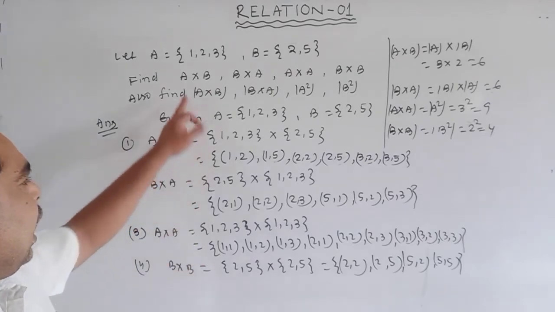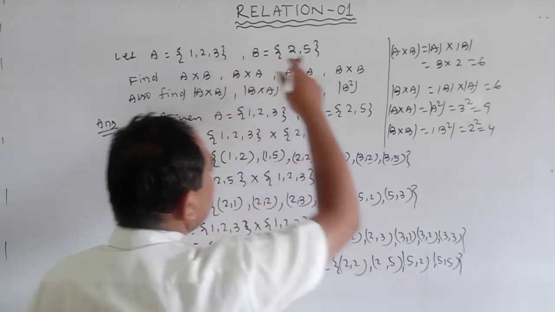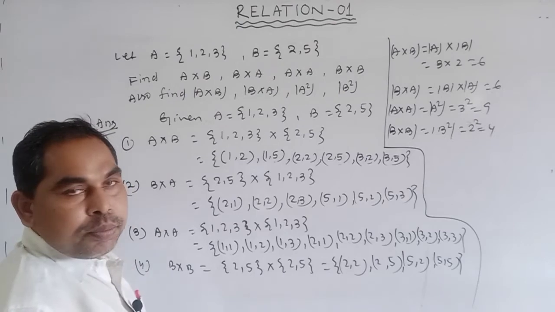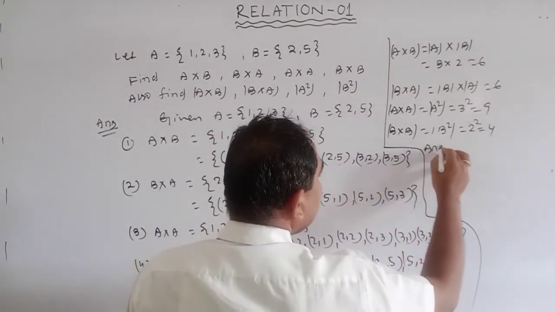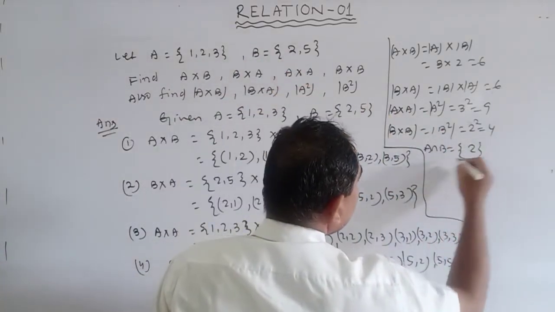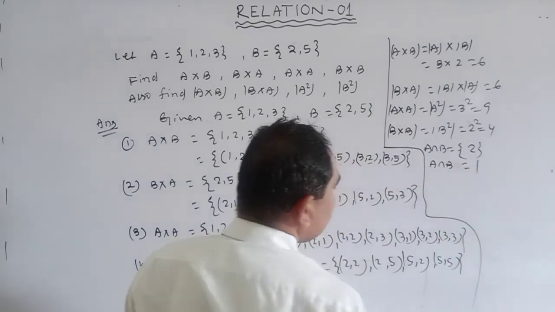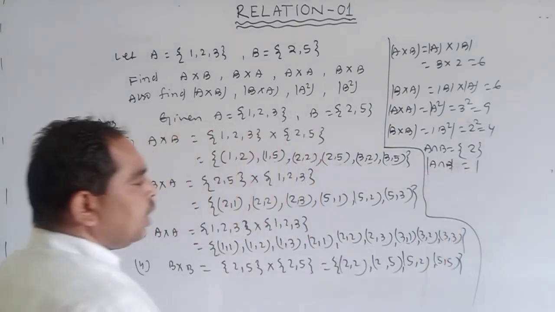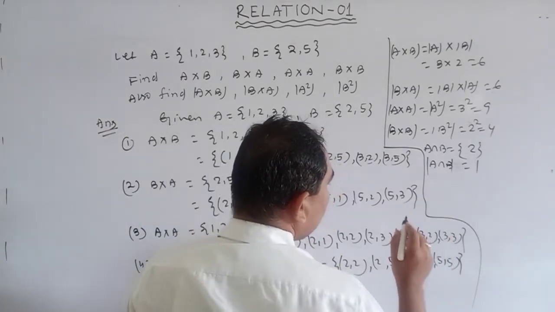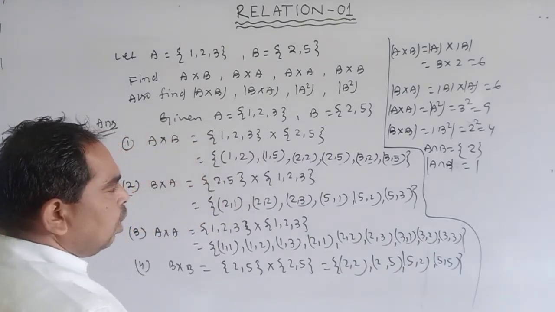Okay, next, A intersection B. A intersection B means the common element. You see, 2 is the common element. So mode of A intersection B is 1. Mode of A intersection B is 1. So A intersection B has 1 common element.